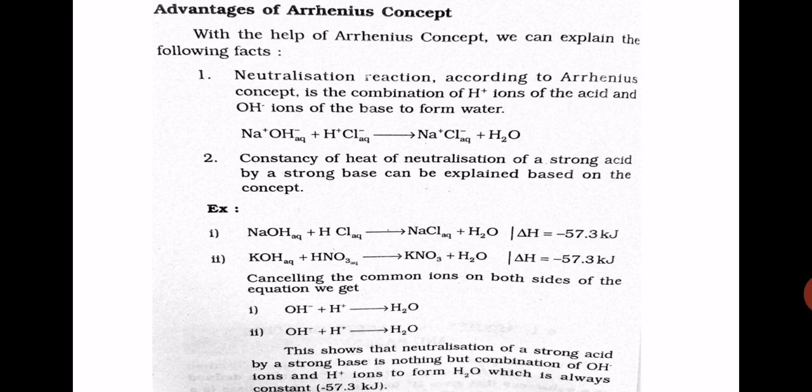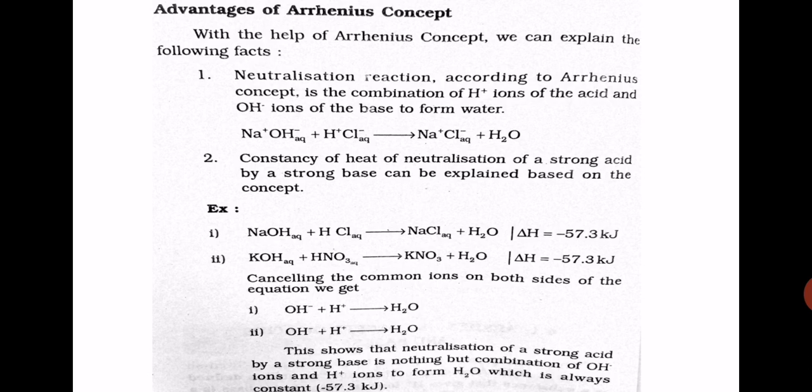Second one, KOH, potassium hydroxide aqueous, is reacting with HNO3, nitric acid, that is also in aqueous phase, and gives us potassium nitrate, KNO3, and water. Here the delta H is also minus 57.3 kilojoules. Cancelling the common ions on both sides of the equation, we get OH minus plus H plus, that gives us H2O.